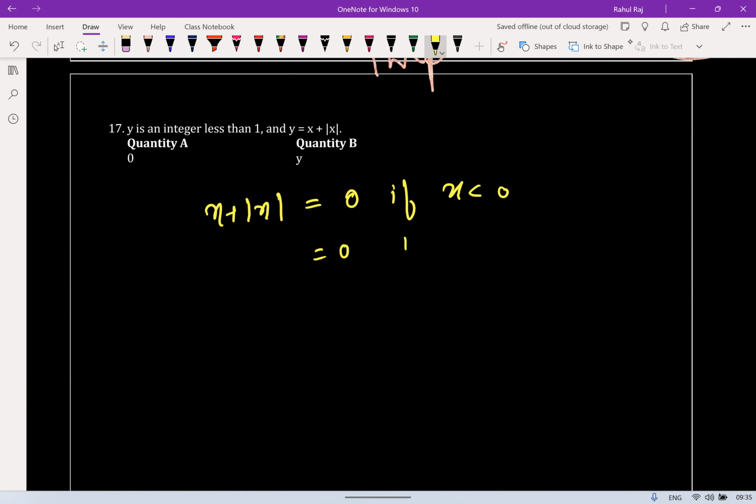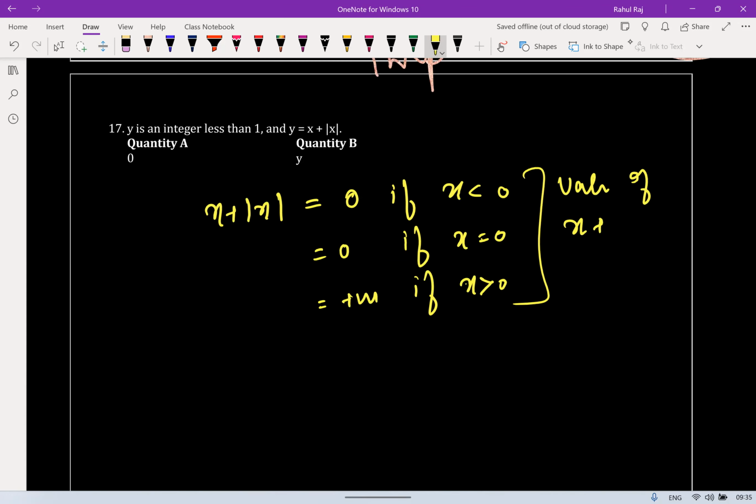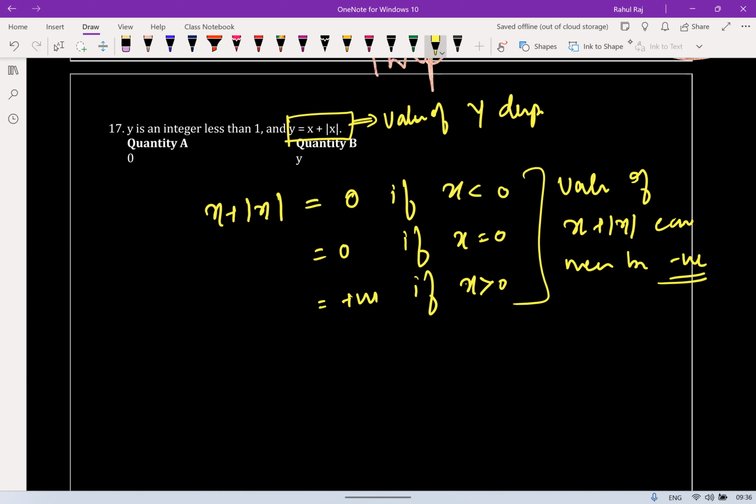It's equal to 0 if x is equal to 0 for sure. And this is some positive number if x is greater than 0. Simple logic. So this means that the value of x plus modulus x can never be negative. And in this question, it says the value of y depends on the value of x plus modulus x.